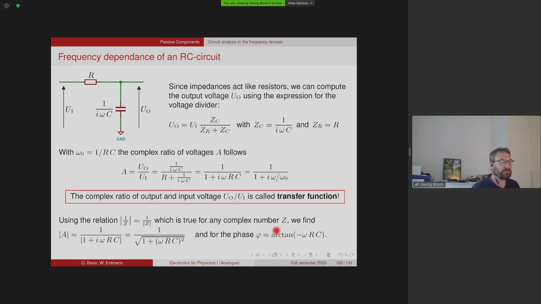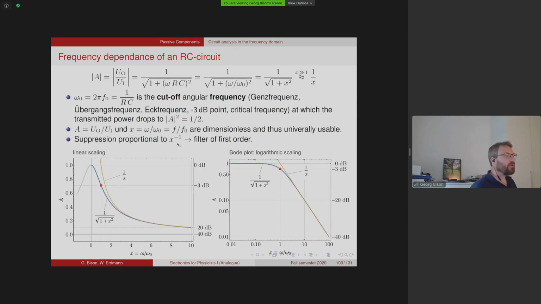And for the phase, we find that this is also an arctangent function of this quantity. Okay, so let's plot this. As a reminder, the magnitude of the transfer function is the magnitude of the ratio of output voltage divided by input voltage. We have seen that we can write it this way.